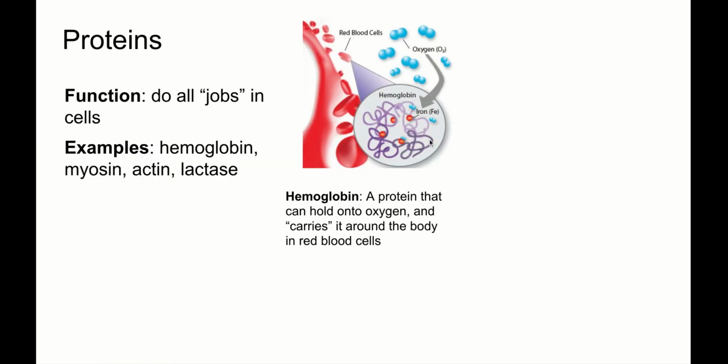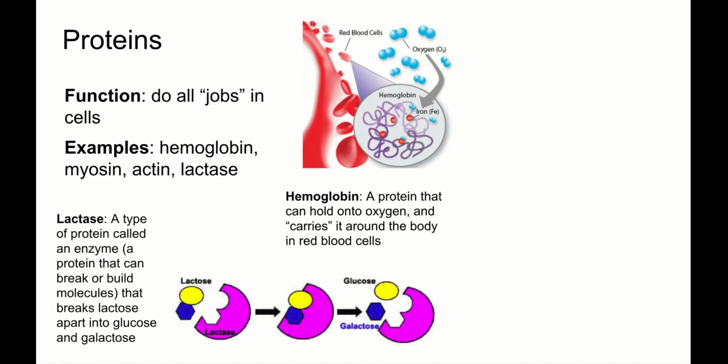Hemoglobin is the first. So here's a picture of hemoglobin. It's the purple squiggly lines. This is a protein that can hold on to oxygen. And because it can hold on to oxygen, it can carry it around the body in your red blood cells. So hemoglobin is a really important protein that will grab onto oxygen in your lungs, carry it through your blood, and then give it to whatever body cells need that oxygen.